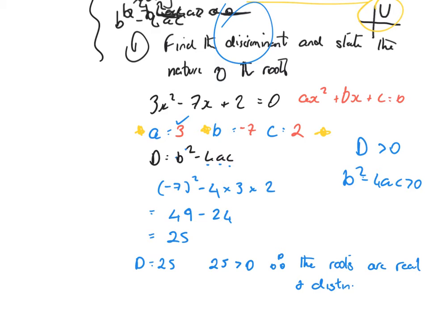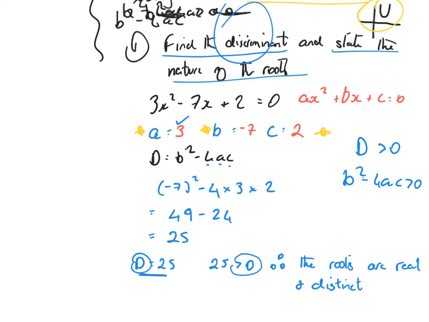So we did two things there, and they were the two things we were asked. We first of all found the discriminant, which is 25, and then we stated the nature of the roots, which are that the roots are real and distinct. And how do I know that? Because the discriminant is greater than 0. Okay, so that's the final answer.